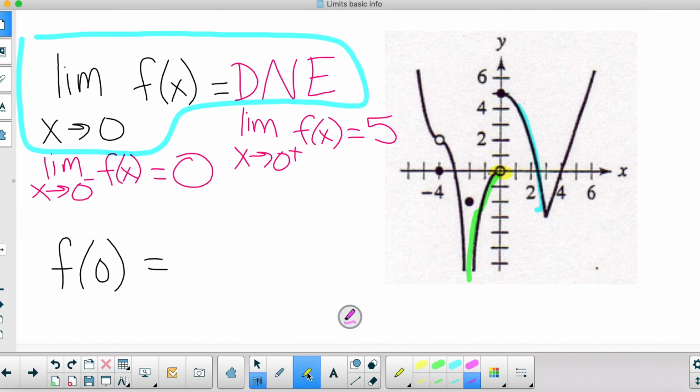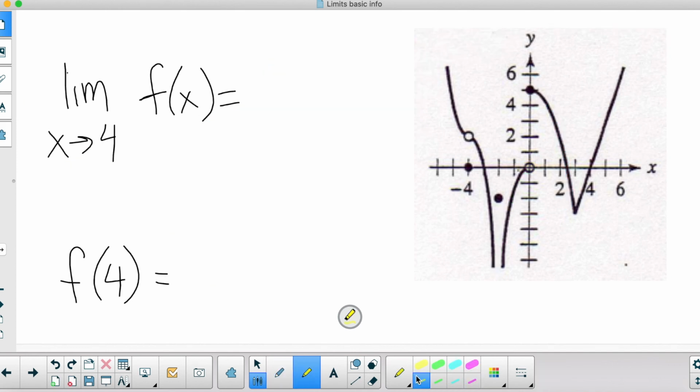Now let's look at the value when x is 0. When x is 0, we're looking for that closed-in dot. That closed-in dot is right up there at the top at 5. Let's do one more. The limit as x goes to 4. So first I'm going to find where my x value is 4.